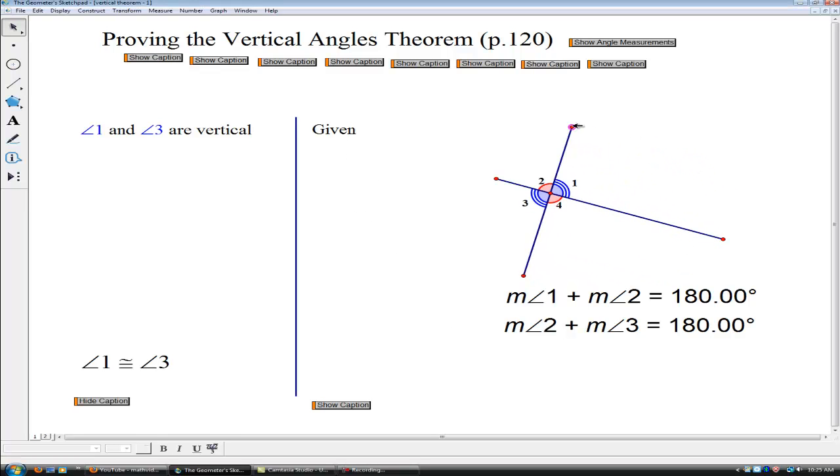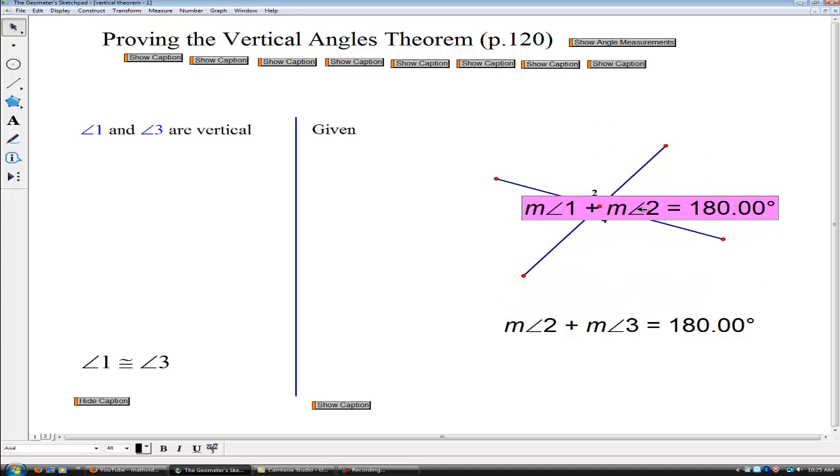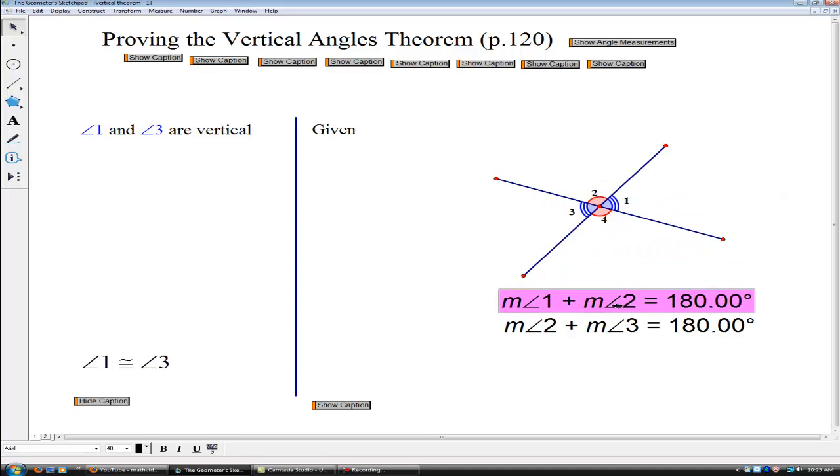This construction has indeed two intersecting lines, and we have angles 1 plus 2 are a linear pair, which means they're supplementary. So those are adding to 180. 2 plus 3 also are a linear pair. We could also say 3 and 4 are a linear pair and 1 and 4, but in order to prove that 1 is congruent to 3, that's what our goal is here. So let's hide that. In order to prove that, we do need to use angle 2.